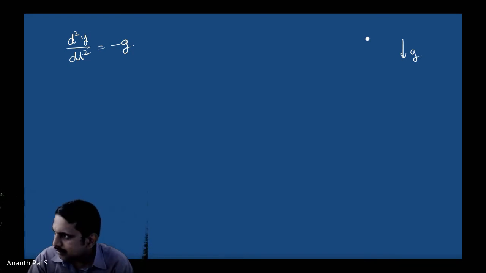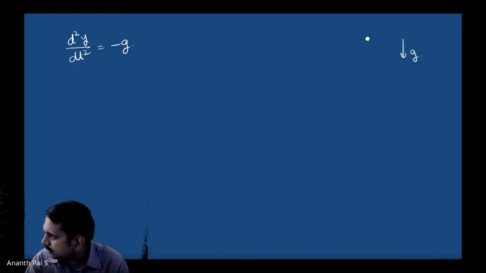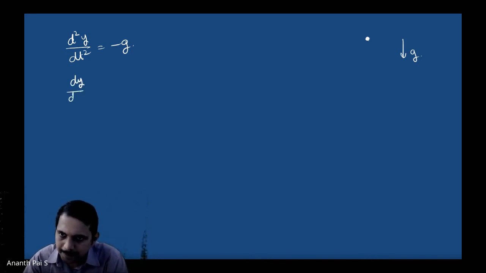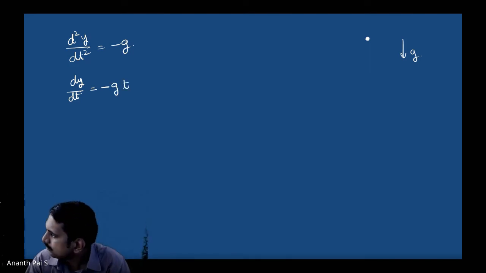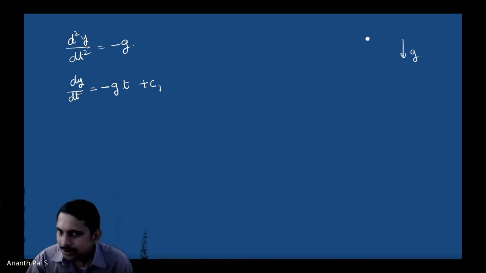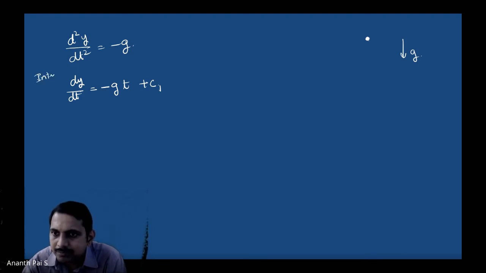That's a differential equation. So now let us integrate that. When you integrate that, you get dy by dt is equal to minus g into t plus a constant. Let us write it as c1. Then I can integrate again.